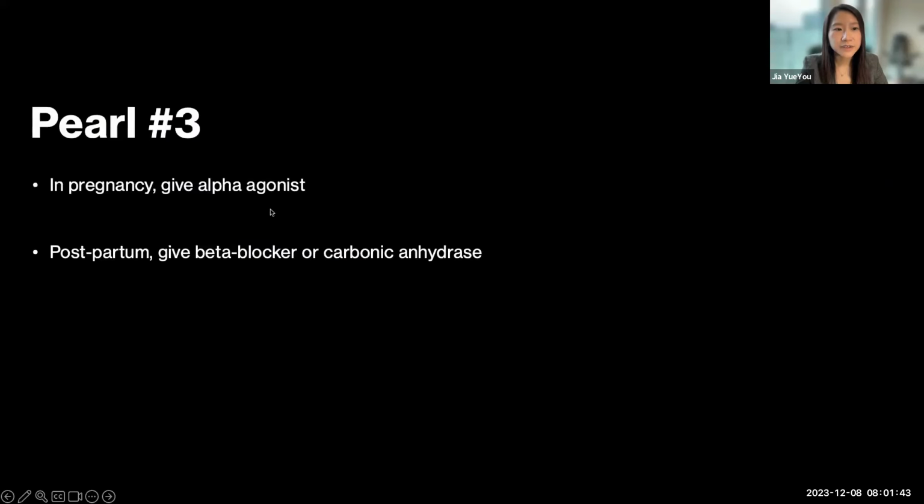So pearl number 3 here: in pregnancy, we can give alpha agonist, and closer to the due date, we can switch from the alpha agonist to beta blockers or carbonic anhydrase inhibitors.